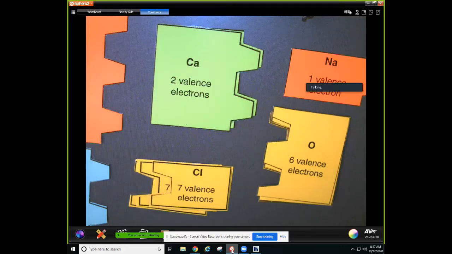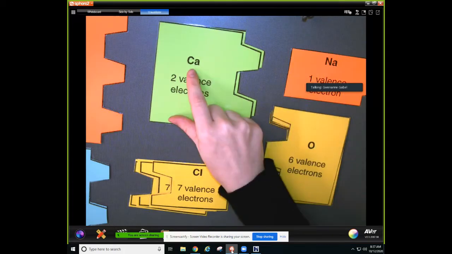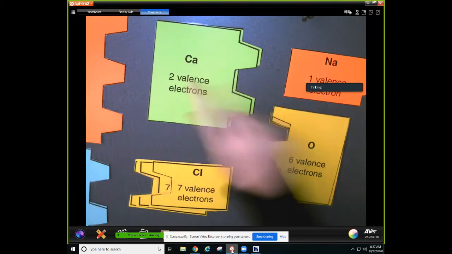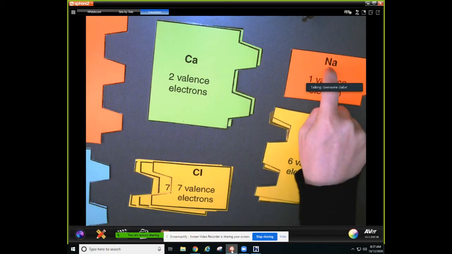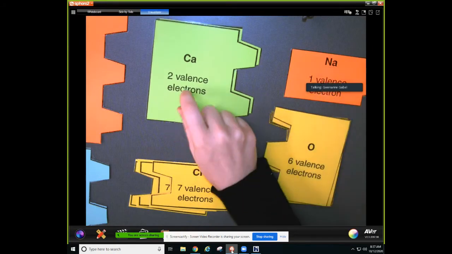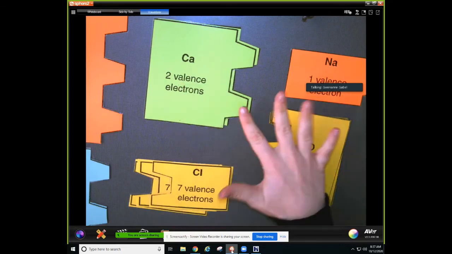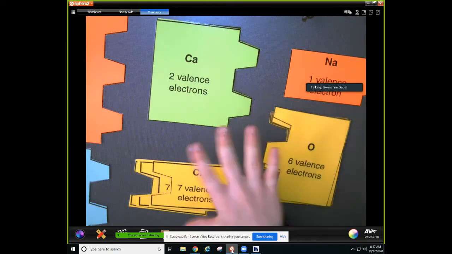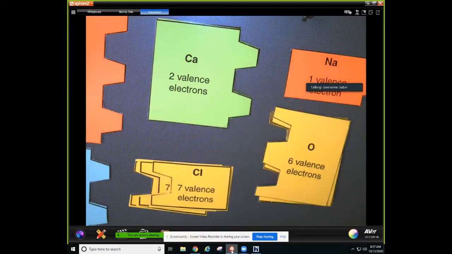Okay, so what you guys see here are a bunch of different puzzle pieces, okay? And on these puzzle pieces, we have a chemical symbol that represents an element on our periodic table, and we have the number of valence electrons that element has. And something else that you might notice is that they're shaped like puzzle pieces. So what we're going to do is match these puzzle pieces together using what we know about valence electrons to create chemical compounds.